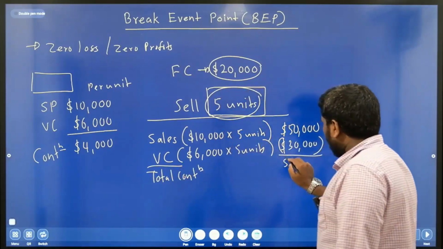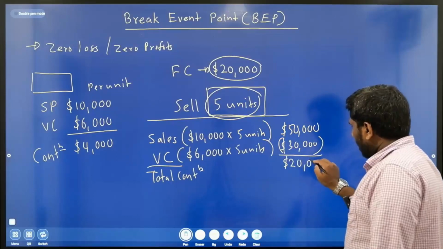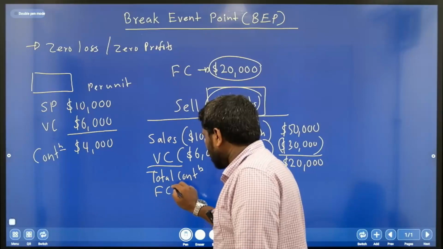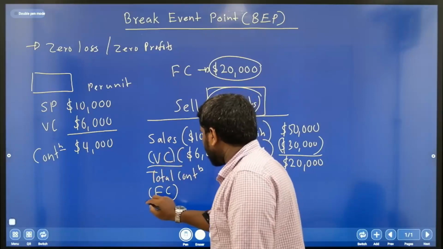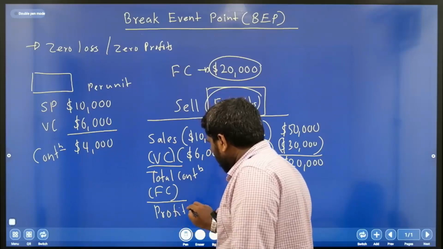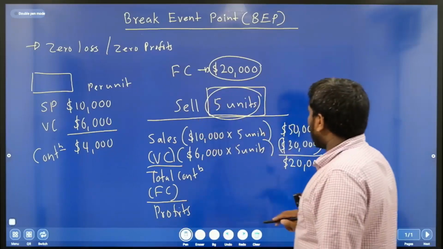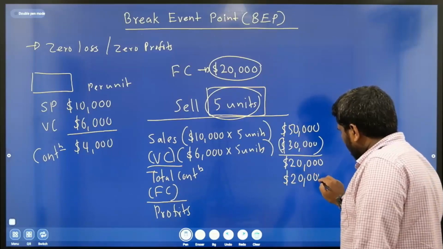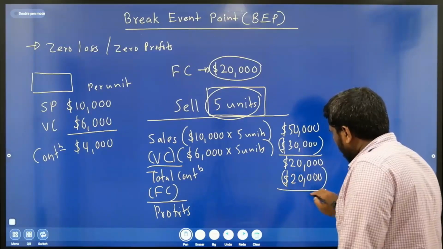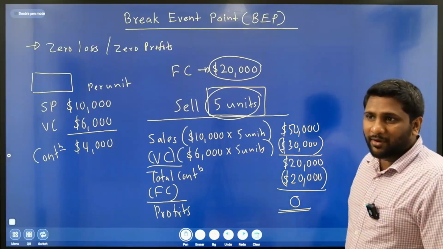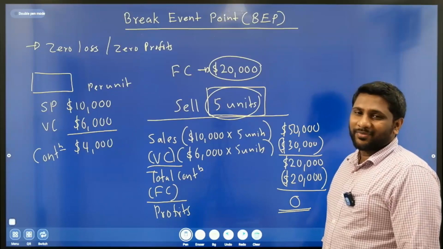Total contribution of 20,000. From the contribution to arrive at the profits, you have to deduct your fixed cost. So in this example, what is the fixed cost that I have taken? The fixed cost is 20,000. Now you see here, from the contribution 20,000, if you deduct the fixed cost, how much is the profit that you are getting? You are getting a profit of 0.